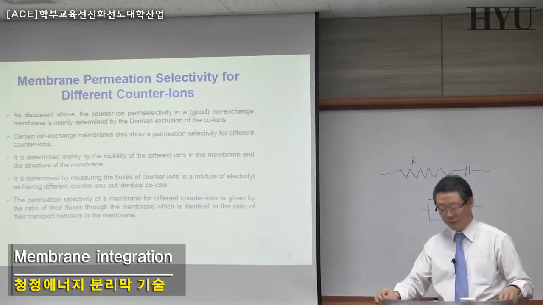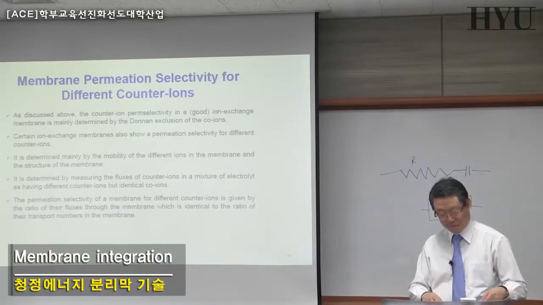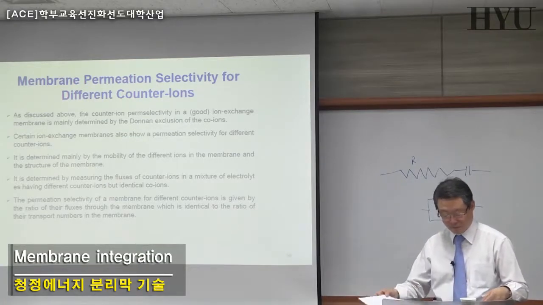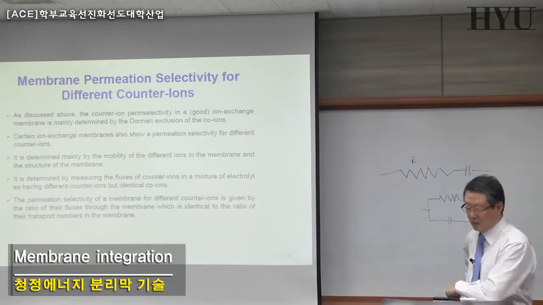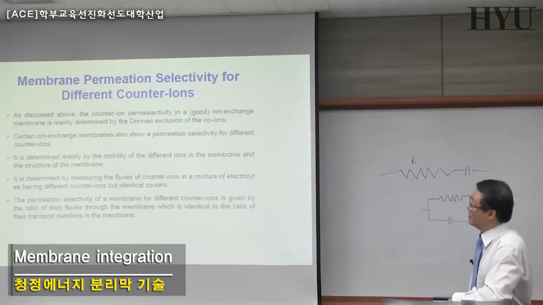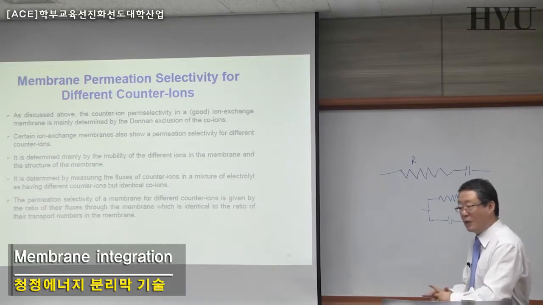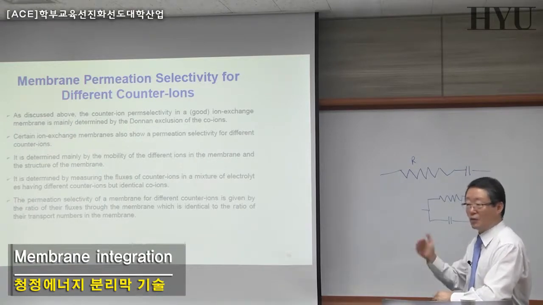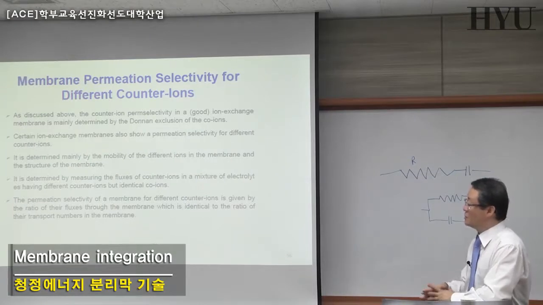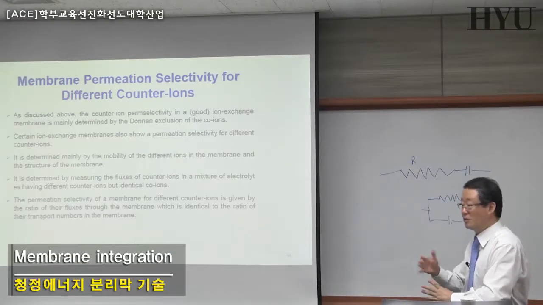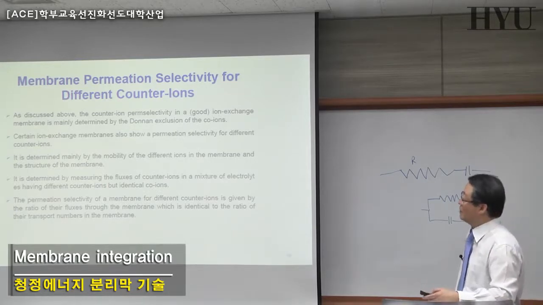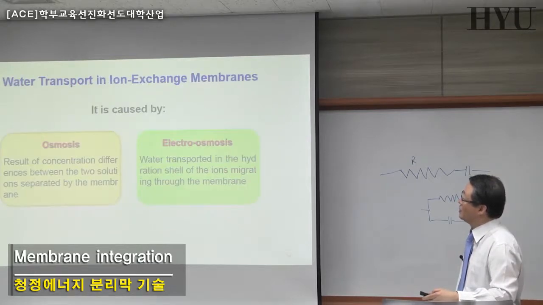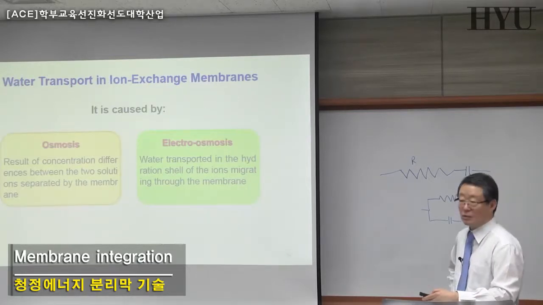So with the membrane, we can determine the selectivity of the ions and counter ions or co-ions, depending on the systems that we're talking about. The next step is the one where we will talk about osmosis, electroosmosis.